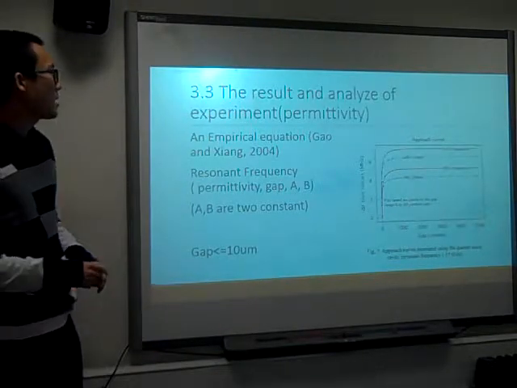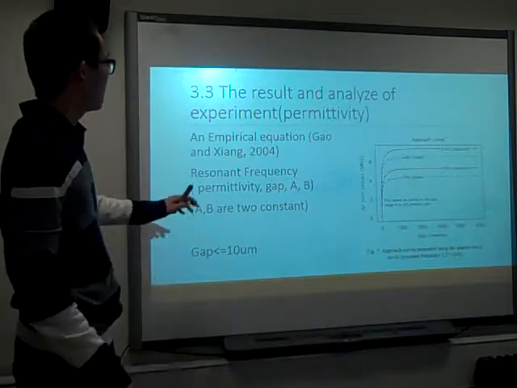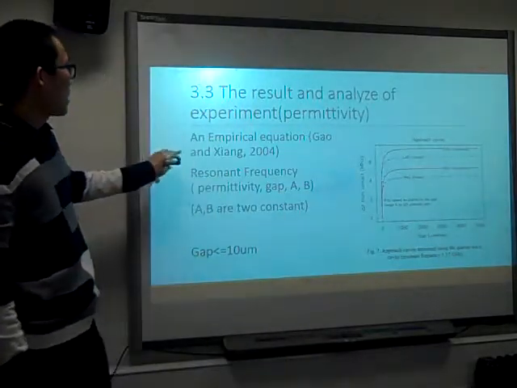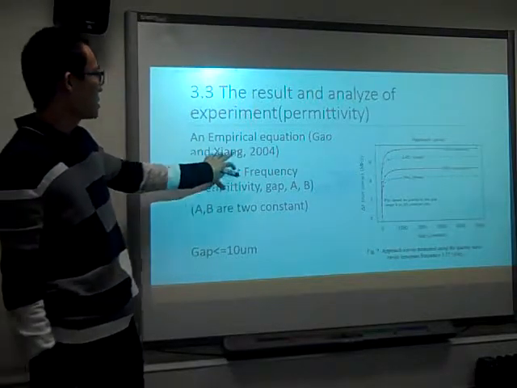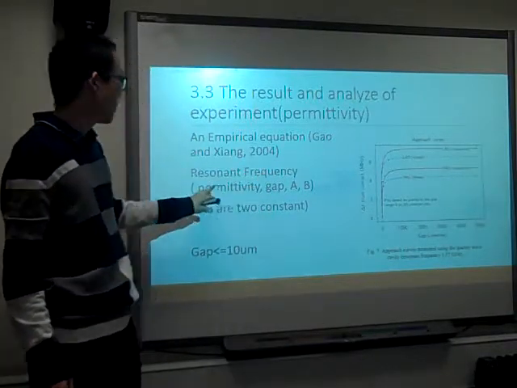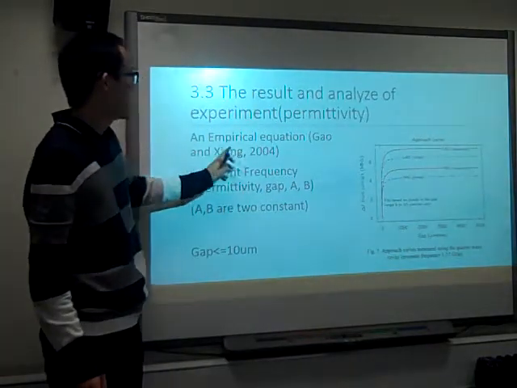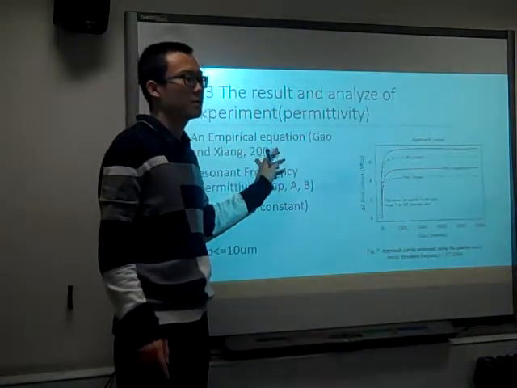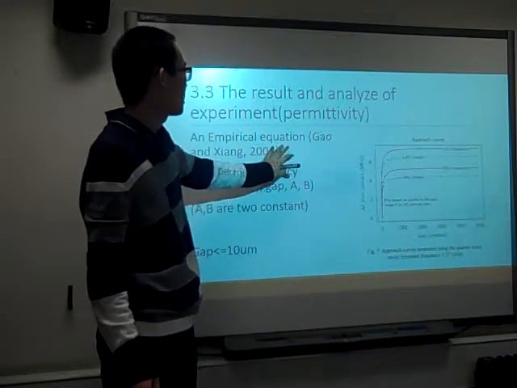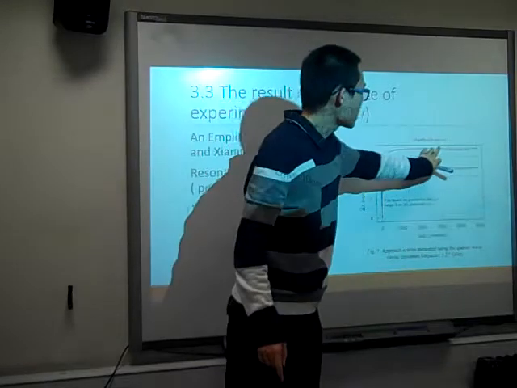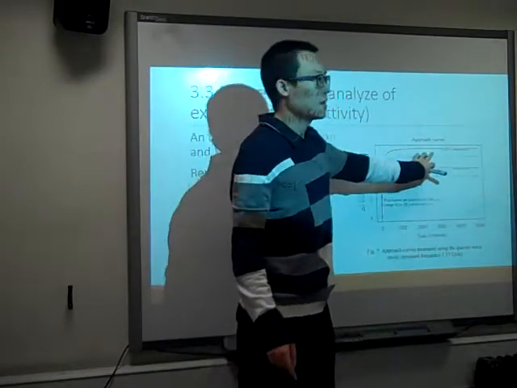Well, here is the result. The first result is about the permittivity measurement. The authors used the equation published in 2004, and this equation is an empirical equation. This equation comes from the calibration. And here is a measured line, and here is a fitted line.